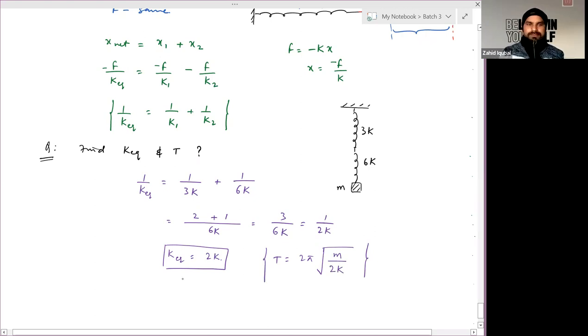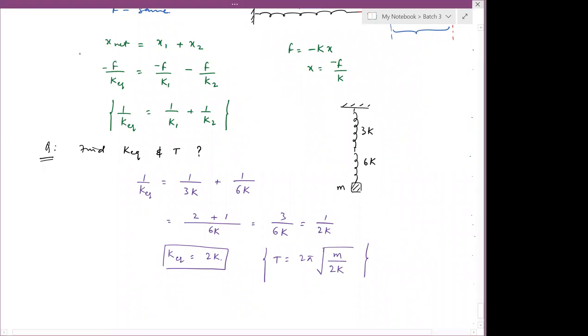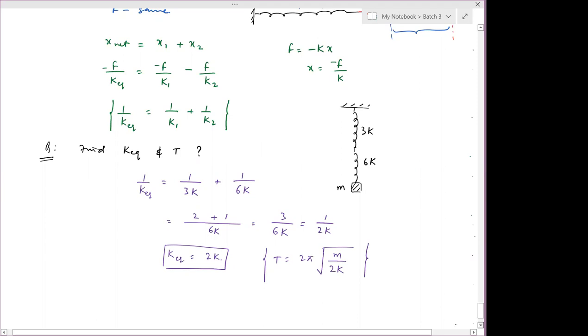Abhinav, is it clear? Yes, sir. Rehab, any doubt?